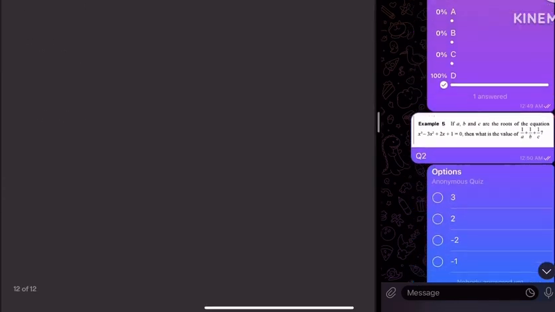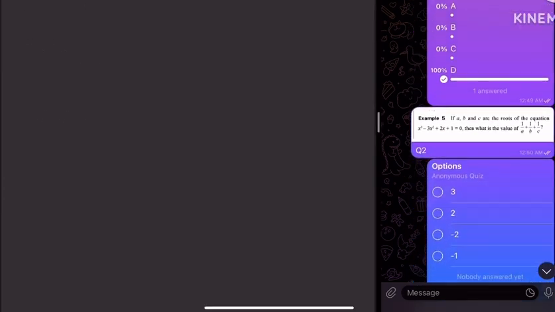Next one. If a, b, c are roots of the equation this, what is the value of this? This is a very good question. Like 1 upon a plus 1 upon b plus 1 upon c, and a, b, c are roots. Let's first of all simplify this: bc plus ac plus ab upon abc.